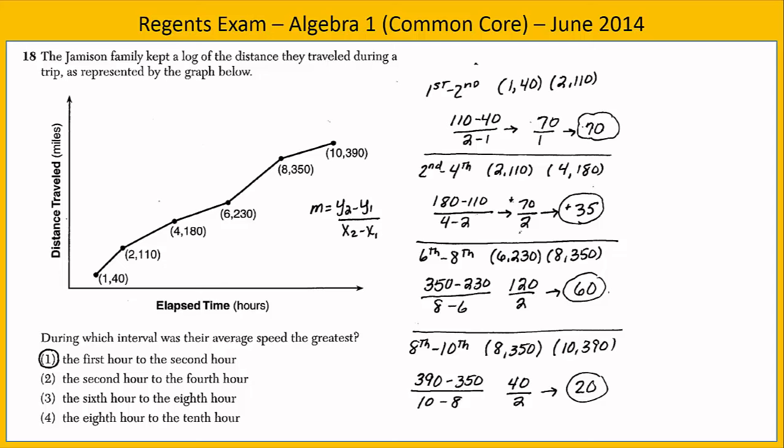The first to second hour, I'll use (1, 40) and (2, 110). The second to fourth hour, I'll use (2, 110) and (4, 180). And I'll do that for each of the 4 intervals that are given. When I do that, I see that the greatest average rate of change happened between the first hour and the second hour, and so my solution is choice 1.